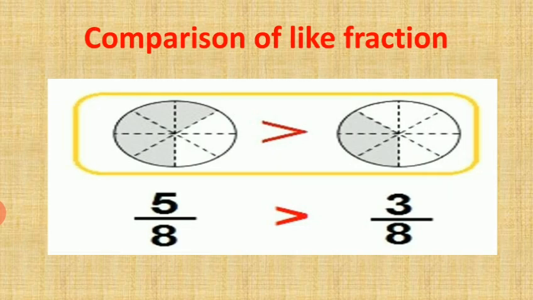Now comparison of like fraction. How to compare like fractions? You can see here I have given an example. Here denominators are 8 in both fractions. So what you have to do? Just you have to see the numerator. Whichever fraction has the bigger numerator, that fraction will be greater than the remaining fraction. Once again, whichever numerator is bigger in like fractions, that fraction will be bigger than the rest.